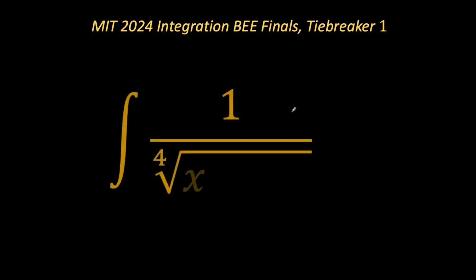So today's problem comes from MIT 2024 Integration B Finals, tiebreaker number 1, which is the indefinite integral of 1 over the fourth root of x to the power 4 plus 1. This is a very beautiful problem.